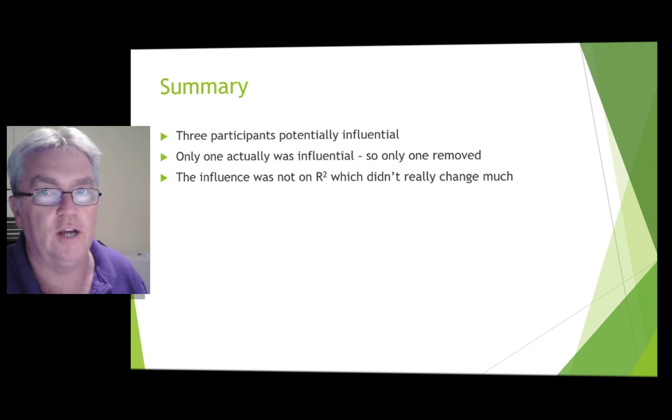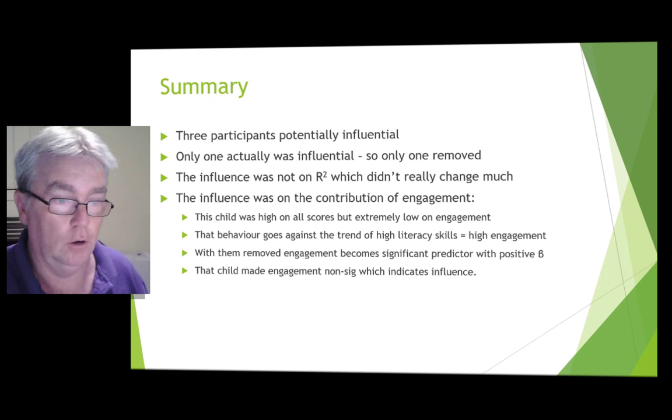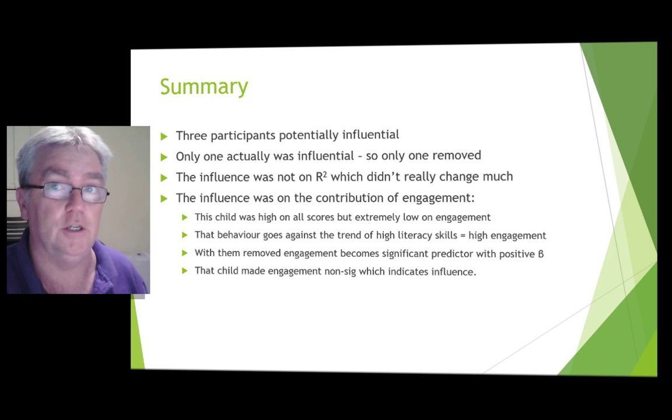The influence wasn't on R-squared, because that didn't change. The influence was on contribution of engagement. Okay, this kid was low in engagement, high on everything else, which was unusual compared to everybody else. And with them removed, engagement becomes a significant positive predictor of literacy skills. This child on their own was making it non-significant. For everybody else, high engagement means high literacy. For this kid, he had high literacy, but he had really low engagement, so he's very different.